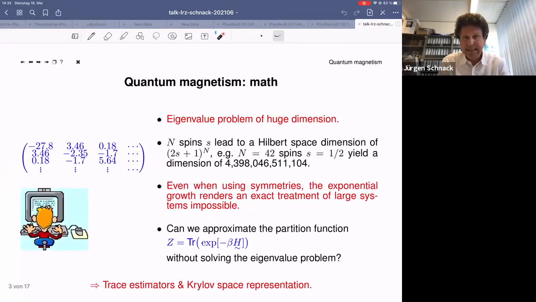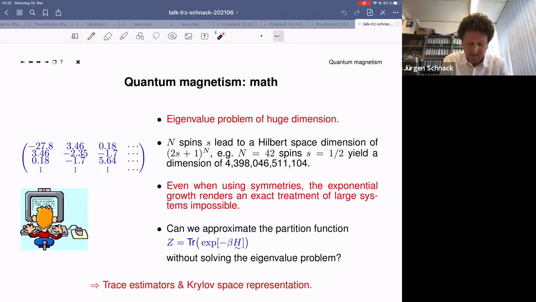Well, quantum magnetism very, very soon yields huge mathematical problems. The reason is that you express this Hamiltonian as a matrix, and the whole problem we have to solve is an eigenvalue problem of huge dimension.